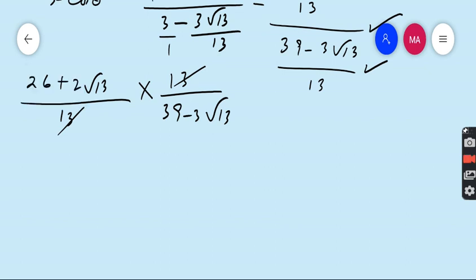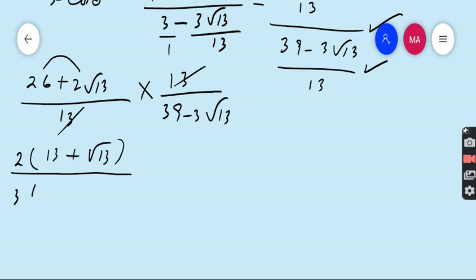Now take the common 2 from these two. So 2 13s are 26 plus root 13, upon take the common 3, 13 minus 3 root 13. Okay, sorry, not.